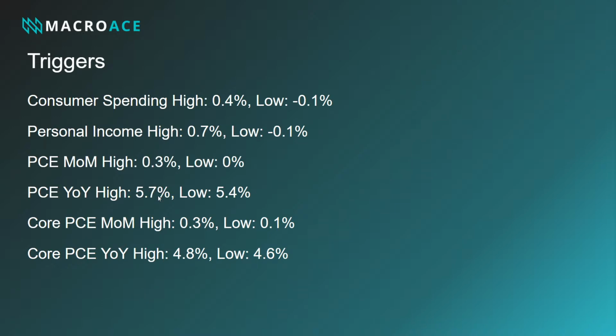Seen at 5.7% versus 5.4%. Core PCE prices month on month with a high estimate of 0.3% and the low of 0.1%. And core PCE price index year on year with a high estimate of 4.8 and a low of 4.6.